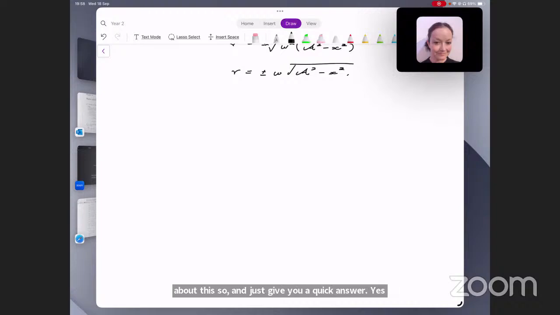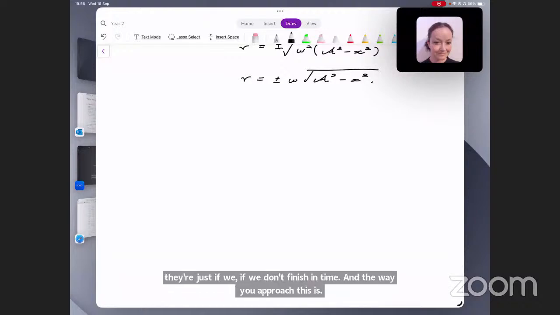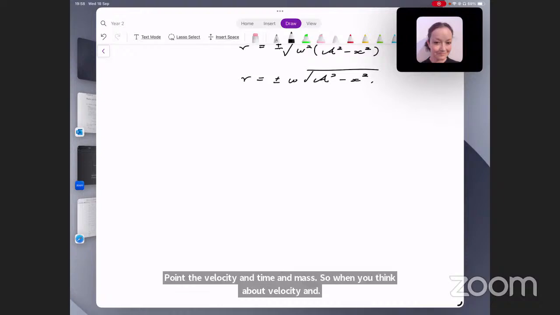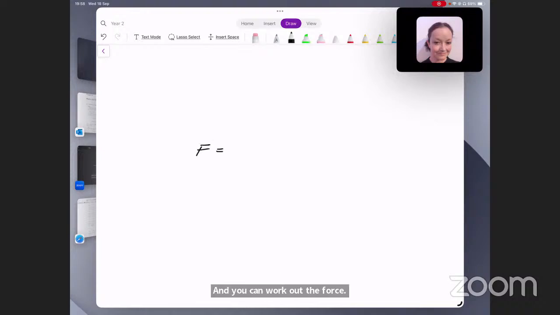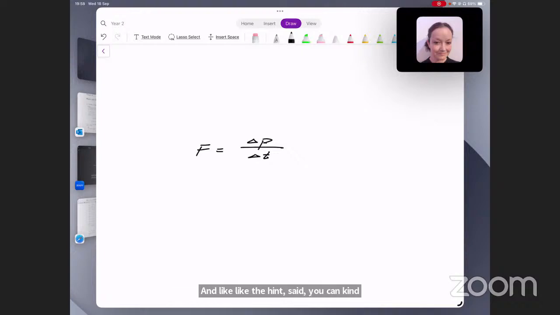And just if we don't finish in time, the way you approach this is you're given, in this nice bullet point format, the velocity and time and mass. So when you think about velocity, and if you're given velocity and mass, you should think about momentum, and you can work out the force exerted by firing the shells using the definition of force as the rate of change of momentum. And like the hint said, you can kind of smooth out this force.